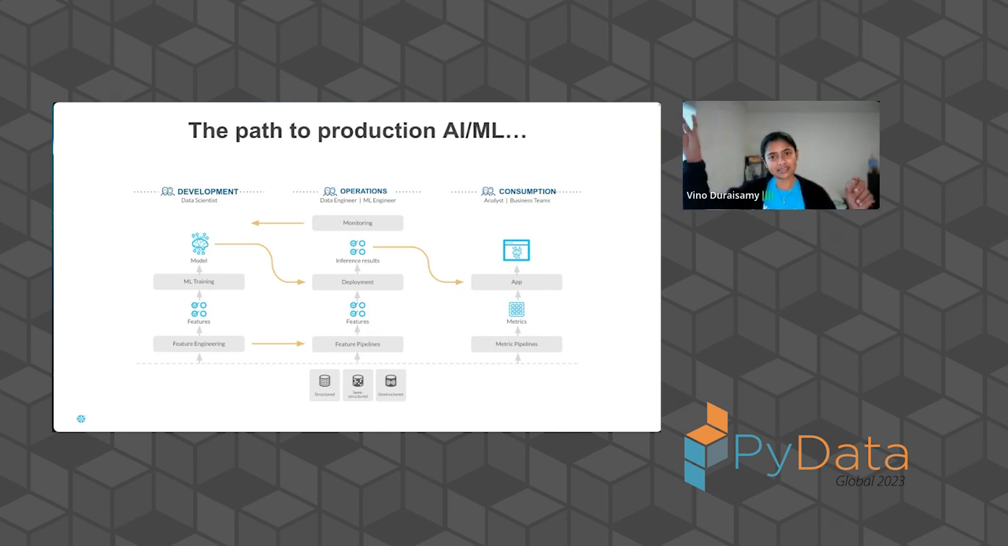And then in the end, it is consumed by an end team, like a business or analytics team. So the workflow is not at all linear, it's very iterative in nature. And because of this, there is a lot of context that gets lost.